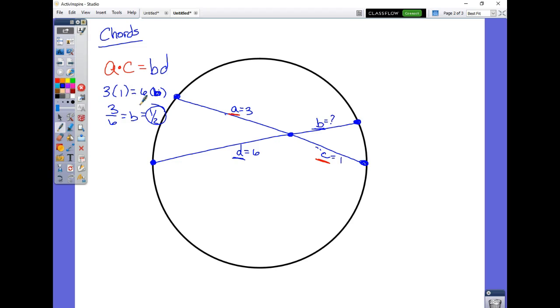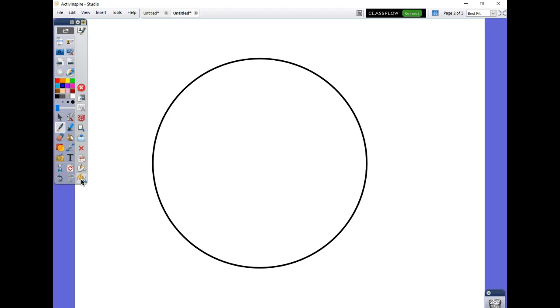Other things they could give you, they could run it through the center of a circle, so you have radii, and you'd have to understand that the radii are equal to each other, which is really not a hard thing to do necessarily. There's a lot of things that will require you to be logical about it, but that is what they'll do with chords.